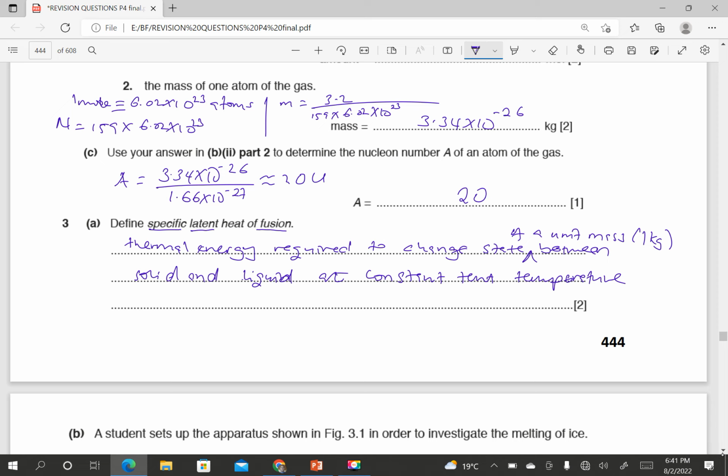It is precisely the energy required to convert 1 kilogram of a solid to a liquid at constant temperature.